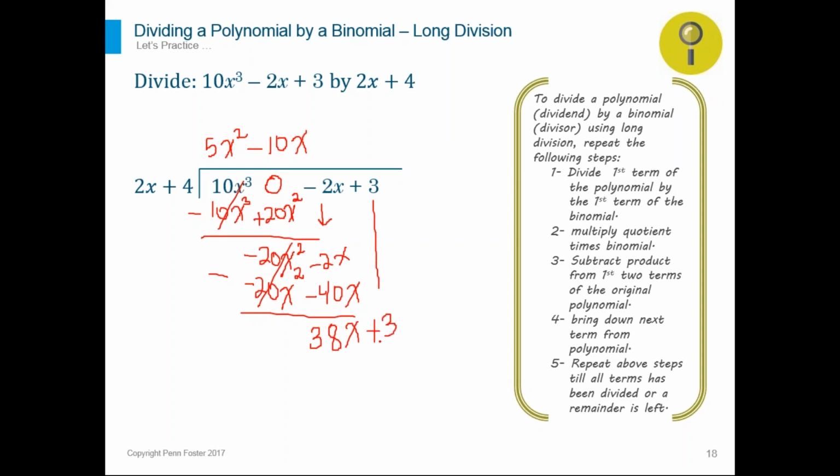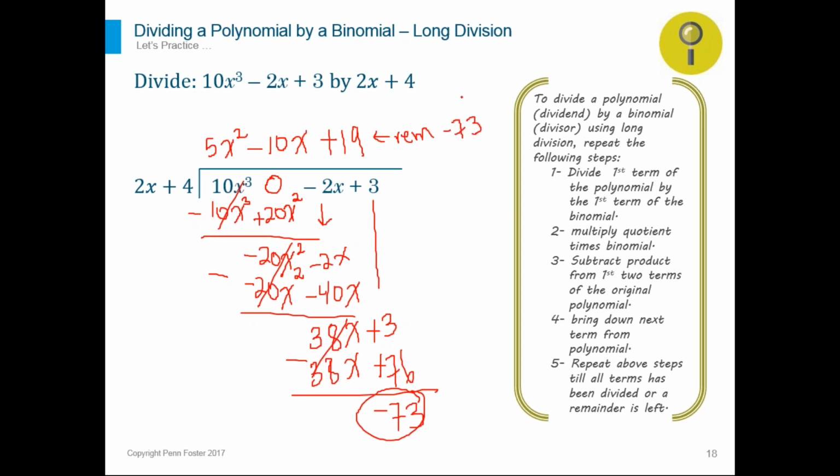Plus 3. Divide. 38 over 2 will give you a 19. So plus 19. Multiply. 19 times 2 is a 38x. And 19 times 4 will give you 76. So it's a plus 76. Subtract. That's gone. 3 minus 76 will give you negative 73. And that's the remainder. Your answer is this with a remainder of negative 73. That's it.